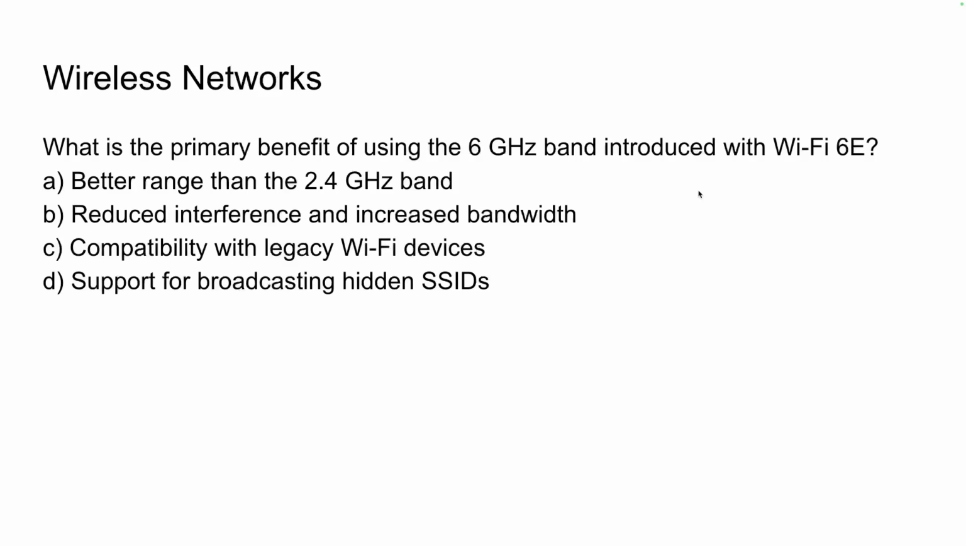What is the primary benefit of using 6 gigahertz introduced with Wi-Fi 6E? Better range than 2.4. That's not true, because 2.4 actually has the better range. Reduce interference with increased bandwidth. That is the answer. I would say that's my first answer. Compatibility with legacy Wi-Fi devices. That is not true, because the Wi-Fi devices actually have to support Wi-Fi 6E.